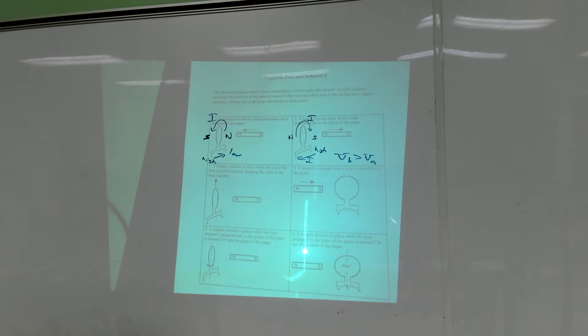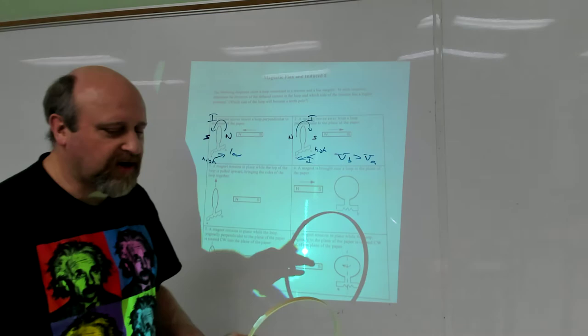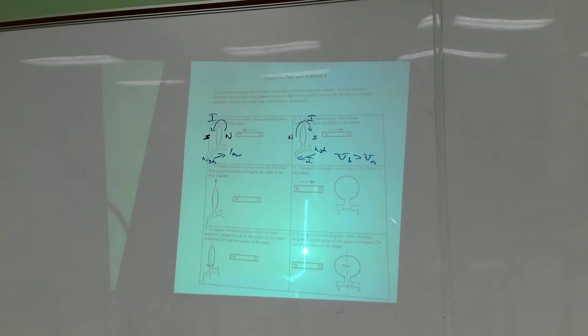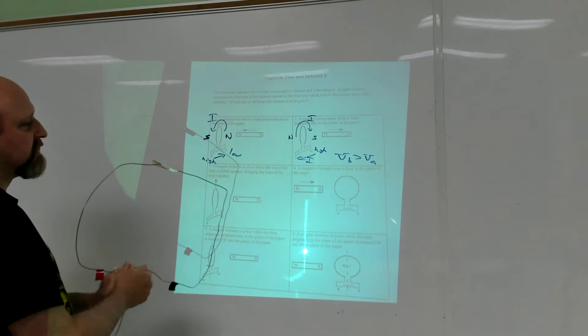That's not what's happening in this picture. I'm sorry. That's not what's happening in this problem. Sorry. I misinterpreted the diagram. Let me show you what's happening in this problem. It's a different thing altogether. I'm sorry. We're not moving the loop. Here's what we're doing. I've got the magnet over here, right?